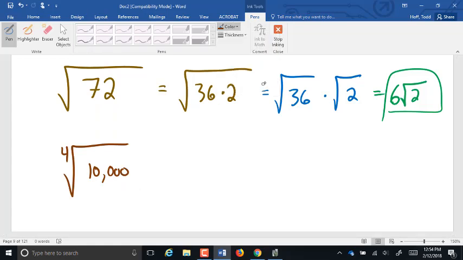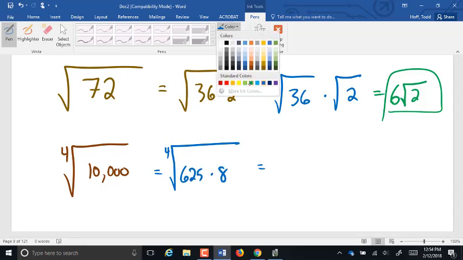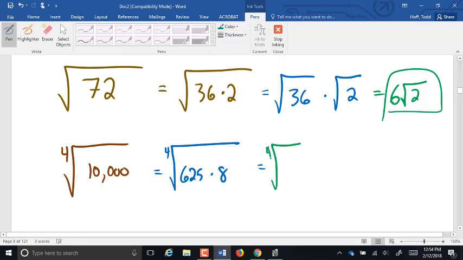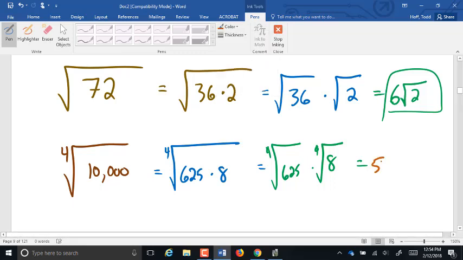The fourth root of 10,000. Some of you might know that that's 10 to the fourth, so that's just 10. But you might break it up into the fourth root of 625 times 8, which would be broken up into the fourth root of 625 times the fourth root of 8. The fourth root of 625 is 5. That's not 8, that should be 16. You guys didn't catch me? And the fourth root of 16 is 2. So 5 times 2 would be 10, which is the fourth root of 10,000.